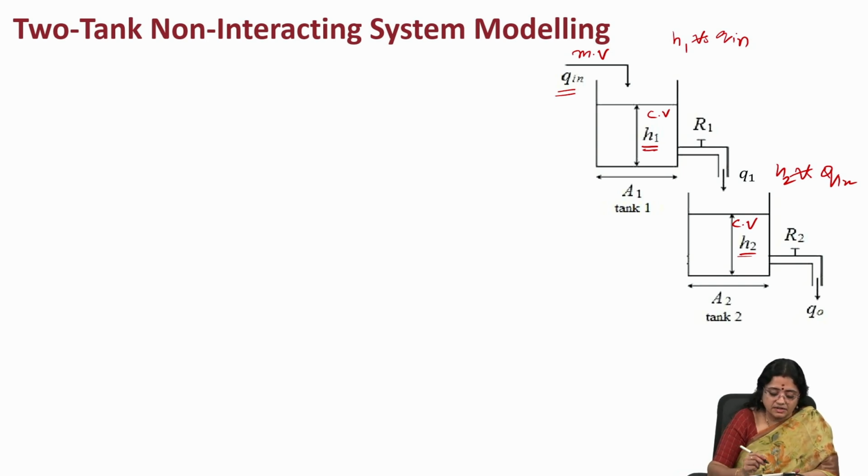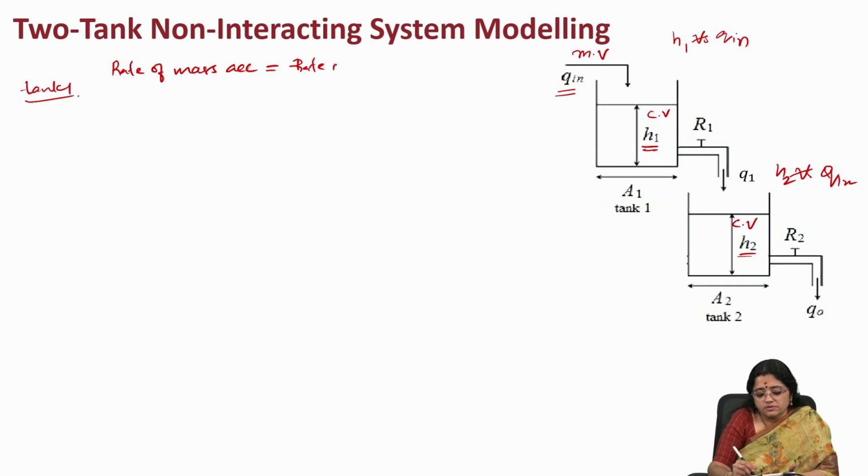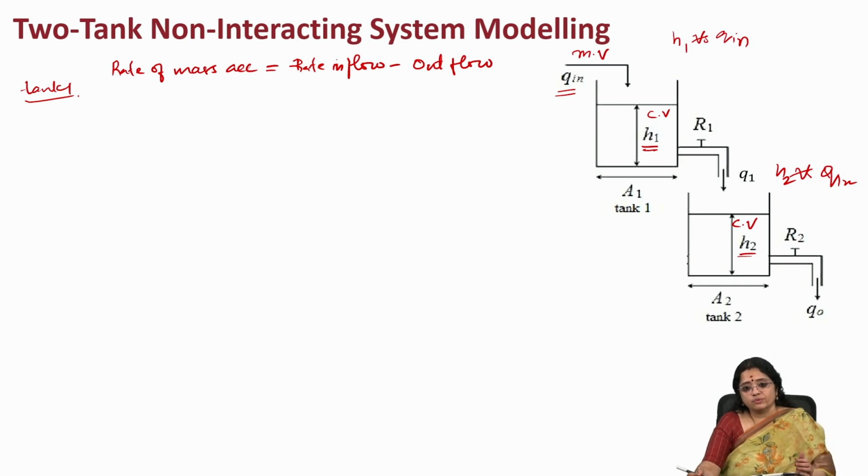So let us start with tank 1. For building any mathematical model using first principle models, our initial point is to start with the conservation law, that is, rate of mass accumulation is equal to inflow minus outflow. Because this is a mass accumulating body, we wrote rate of mass accumulation. If it is an energy accumulating body, then we will extend this equation for energy systems as well.